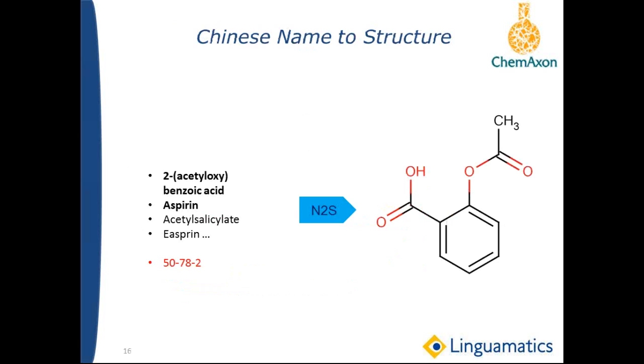So because China is now the #1 patent filer, it'll be very important to be able to mine the scientific literature in the Chinese language. As I was showing before, with name to structure, you're able to convert all kinds of chemical names, trade names, or CAS numbers to structure. And now we also added a new member to this family, Chinese name to structure.